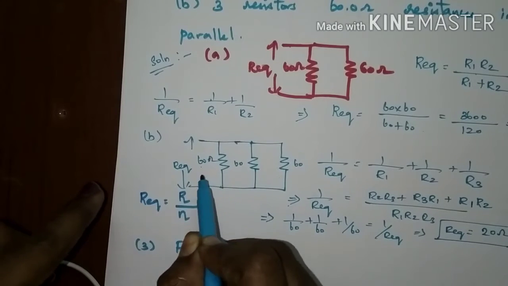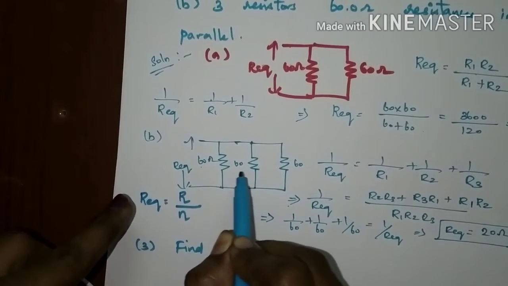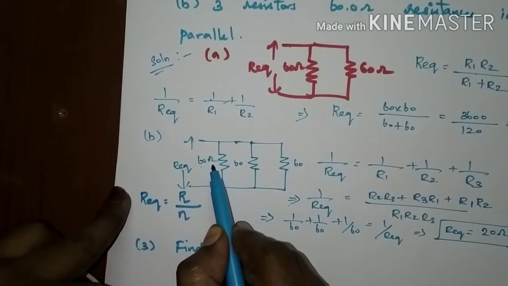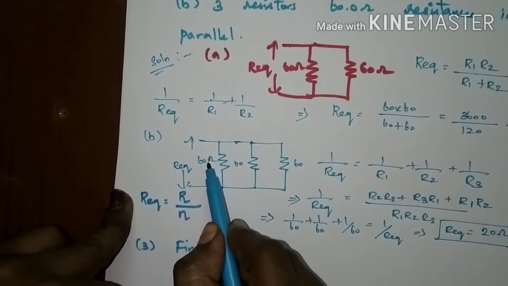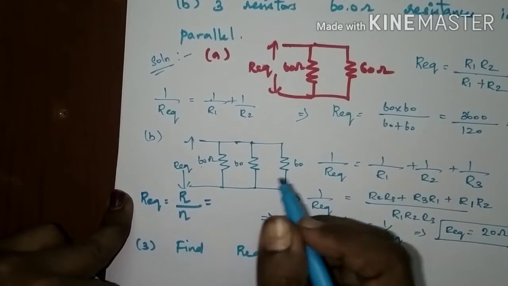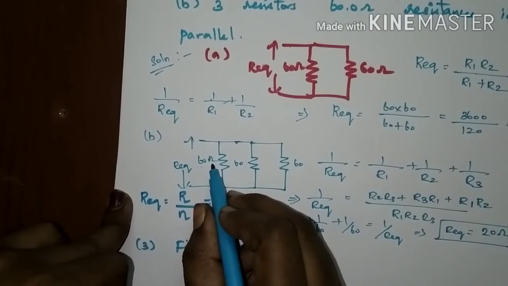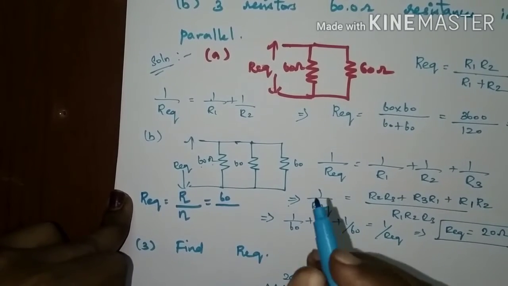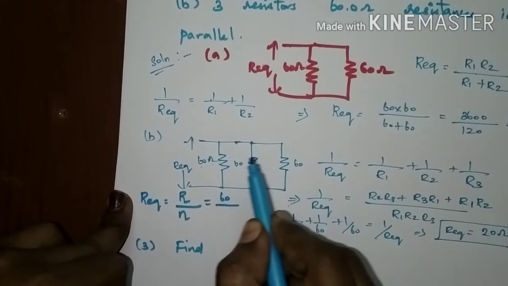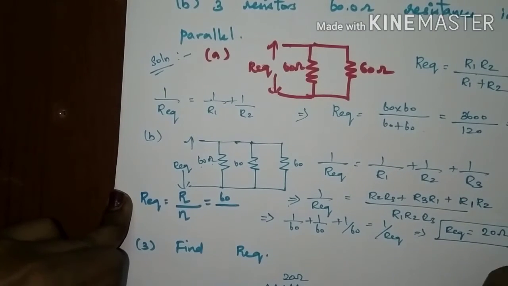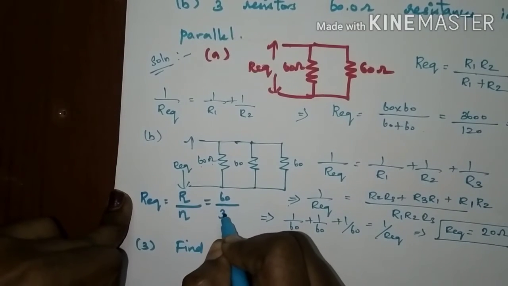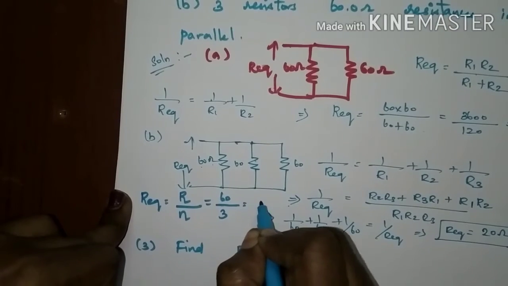It is a shortcut of finding the R equivalent when R is the same, when R is equal and they are connected in parallel. In this example, R is equal to 60 ohms and it is the same for 3 resistors connected in parallel. So, we can substitute the value of R as 60 ohms. How many times has it been connected in parallel? It is connected 3 times, 1, 2 and 3. 3 resistors are connected in parallel with the same resistance value. So, we can put the n value as 3. So, we can find the value of R equivalent is equal to 20 ohm.